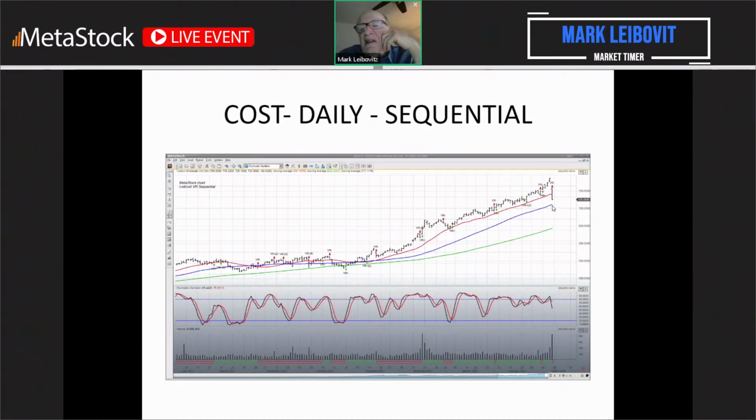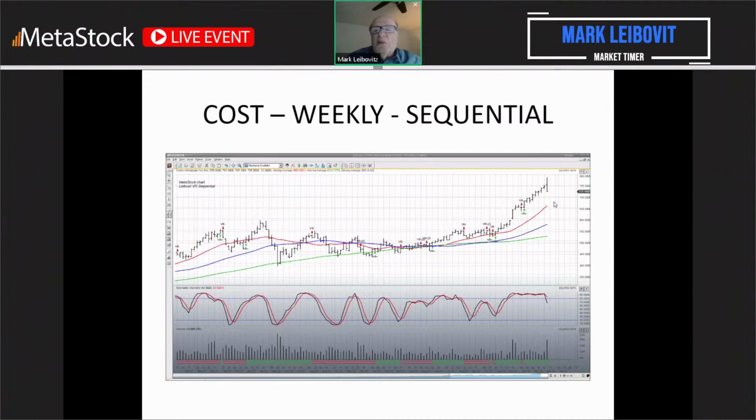So I guess you can say it tested the 50-day here. Positive VR for another trade, but one of my favorites. This is the weekly chart on Costco. On the weekly chart, 7, 8 weeks ago, nice positive VR.